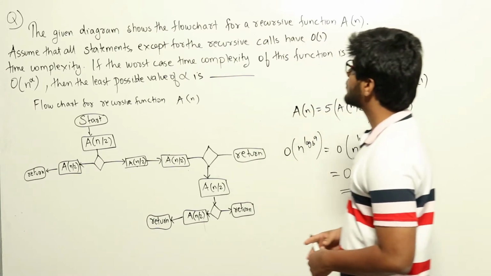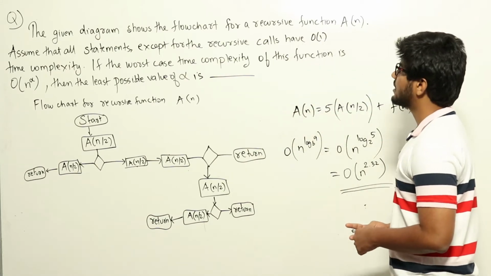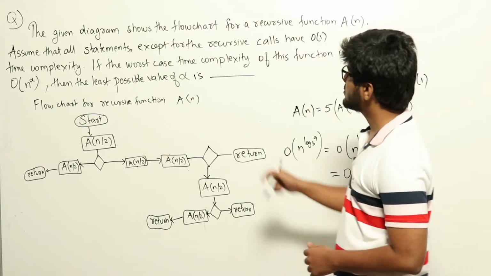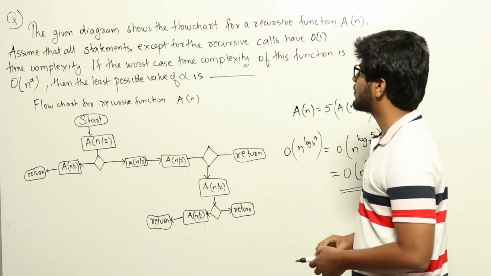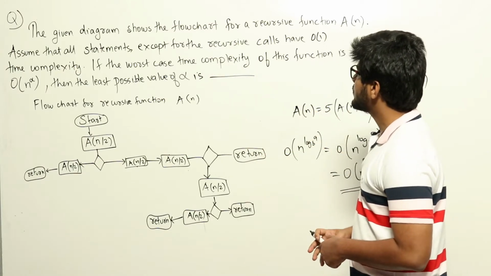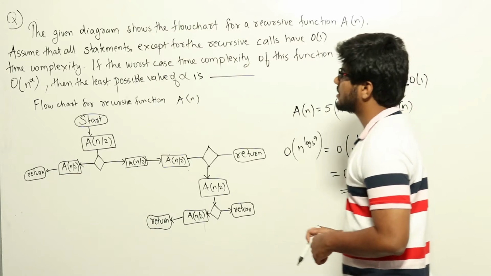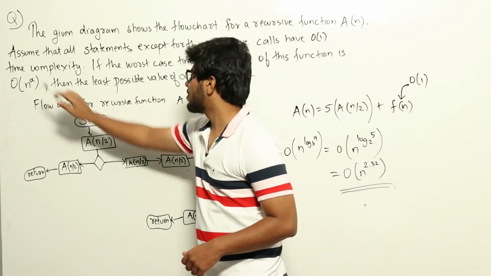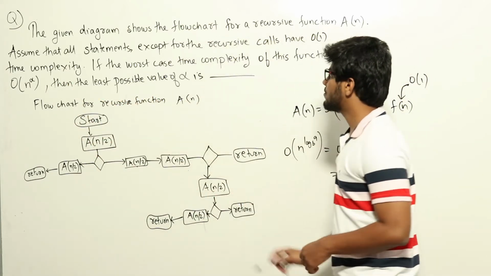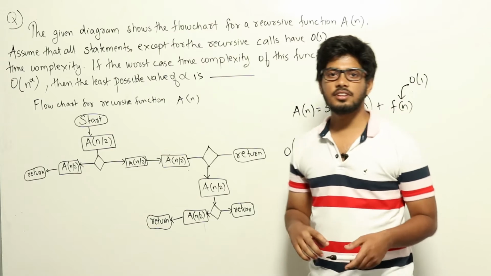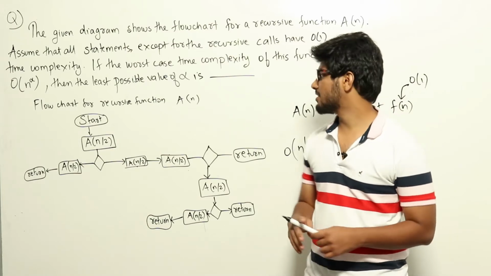The given diagram shows the flowchart for a recursive function A(n). Assume that all statements except for the recursive calls have O(1) time complexity. If the worst case time complexity of this function is big O of n power alpha, then the least possible value of alpha is dash. So this is a question regarding solving recurrence relations.